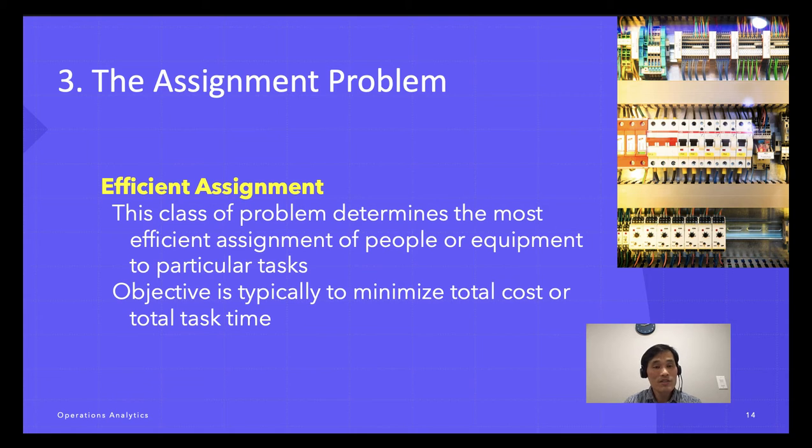Hi, the third topic of this lecture is the assignment problem. The assignment problem refers to the class of linear problem that involves determining the most efficient assignment of people to projects, salespeople to territories, auditors to companies for audits, contracts to bidders, jobs to machines, heavy equipment to construction jobs, and so on. The objective is often to minimize total cost or total time of performing the tasks at hand.